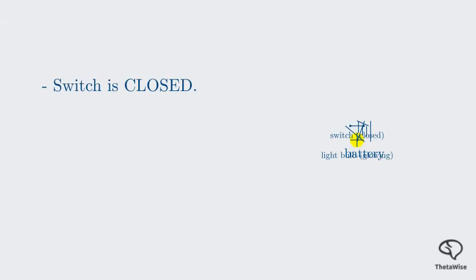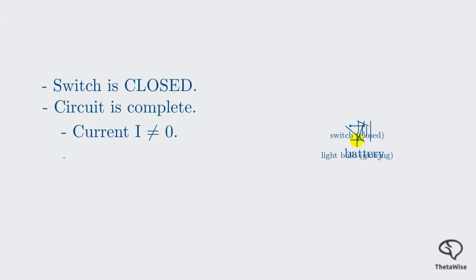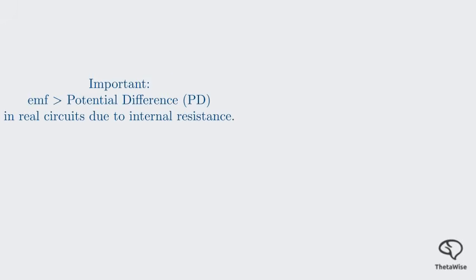The circuit is now closed, current I is flowing, and the light bulb glows. At this moment, if we measure the voltage across the battery, that measurement is the potential difference, or terminal voltage. In an ideal world, the EMF and PD would be the same. But in real-world components, some energy is always lost within the source itself due to its internal resistance. Therefore, the potential difference, the voltage available to the external circuit, will always be slightly less than the EMF.